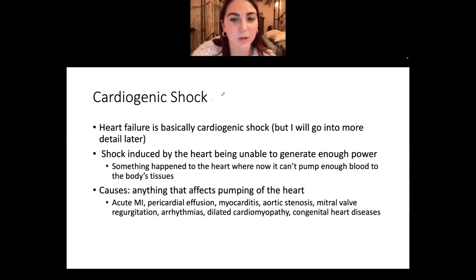Again, usually this is going to be your heart failure, but it's what causes heart failure. So anything that affects the pumping of the heart. An acute MI, a pericardial effusion, myocarditis, aortic stenosis, any of these things can cause cardiogenic shock. You don't even have to memorize this list. If you understand that with an MI the heart's not going to be able to pump as nicely, that's going to affect the pumping power of the heart.